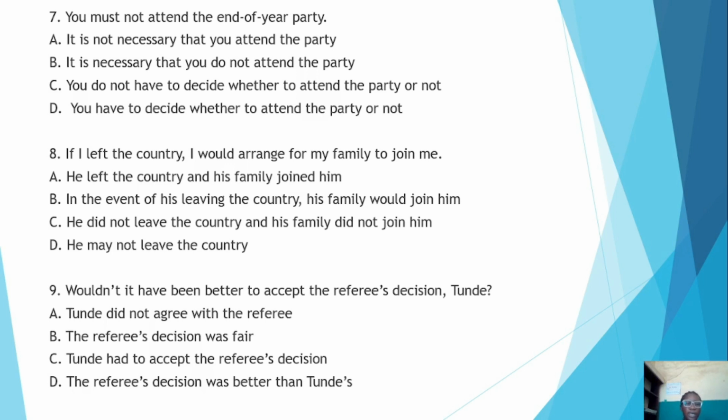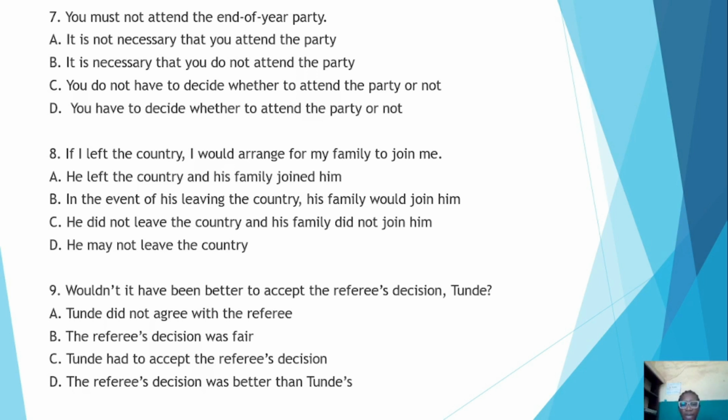Let's look at question 8. If I left the country, I would arrange for my family to join me. By this sentence, we already know that what we are looking at has not happened. If I left the country, it is still conditional. That means this is what I would do if I get to leave the country. If I left the country, I would arrange for my family to join me. Let's look at the options.